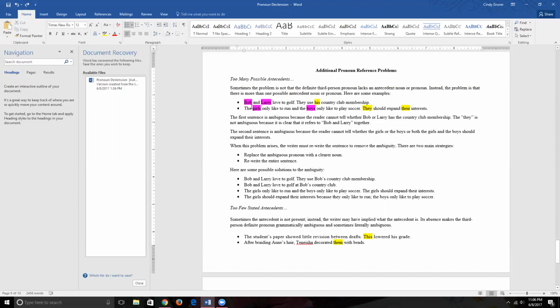Okay, so what are going to be our strategies? Well, these are similar strategies to the ones we've discussed in other lectures. One is to replace the ambiguous pronoun, in this case his, or they and their, with a clearer noun. So one way would be to remove his and say Bob's country club. Or let's say the girls should expand their interest. I think that would be, well, actually that could still be ambiguous. The girls' interests. That's an easy fix.